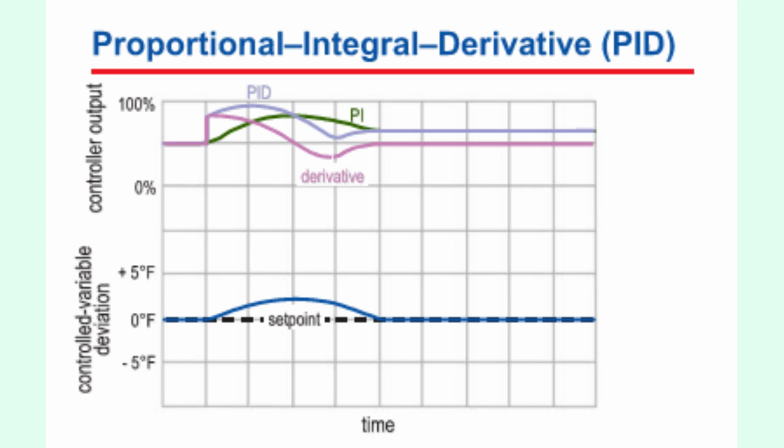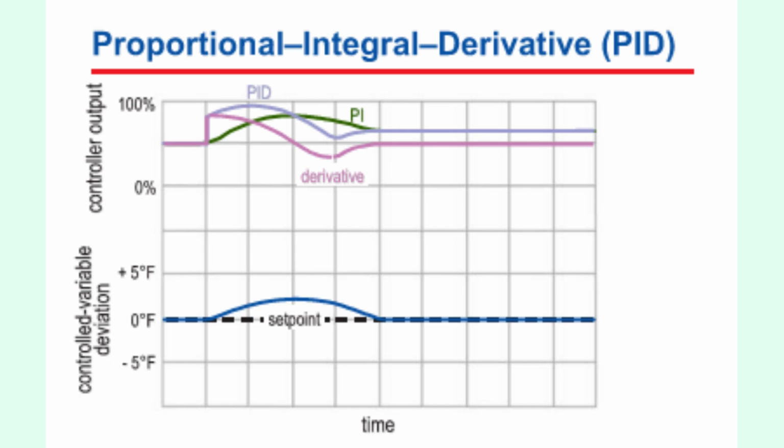Here's what each term means. Kp is the proportional gain. It reacts to the current error. Ki is the integral gain. It looks at the accumulated error over time to eliminate steady-state offset. Kd is the derivative gain.